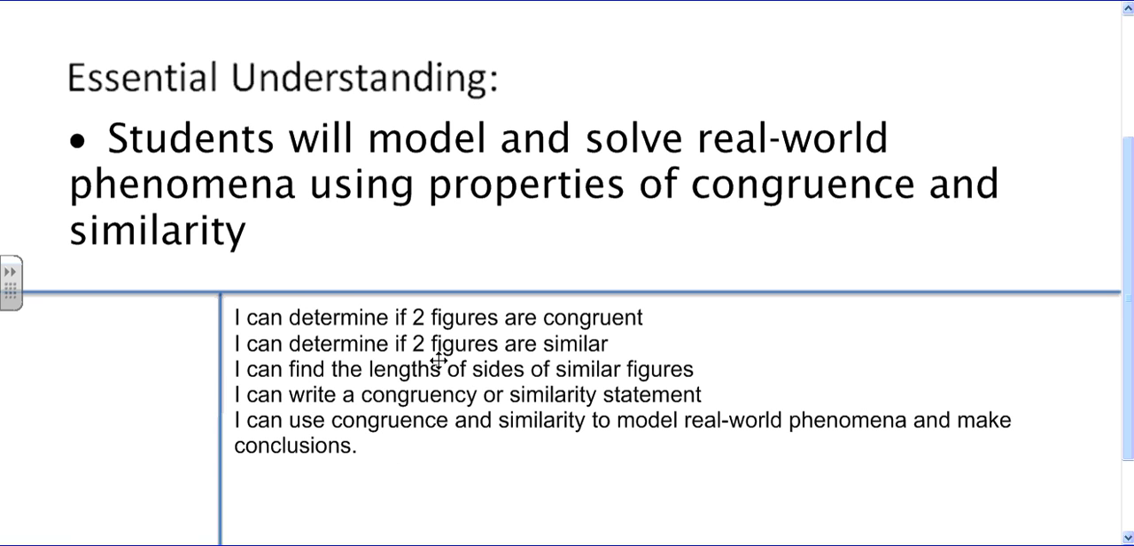And these you don't have to write down. They're all on your learning goals and success criteria handout, which you have pasted at the beginning of the unit. So these are the 5 things we need to be able to do. We need to be able to determine if 2 figures are congruent, and we need to be able to determine if 2 figures are similar. Then we need to be able to find the lengths and sides of similar figures. We also need to be able to write either a congruency or a similarity statement, and we'll talk about what those are. And then we want to be able to use congruence and similarity to model real-world phenomena and make some different conclusions. So let's begin.